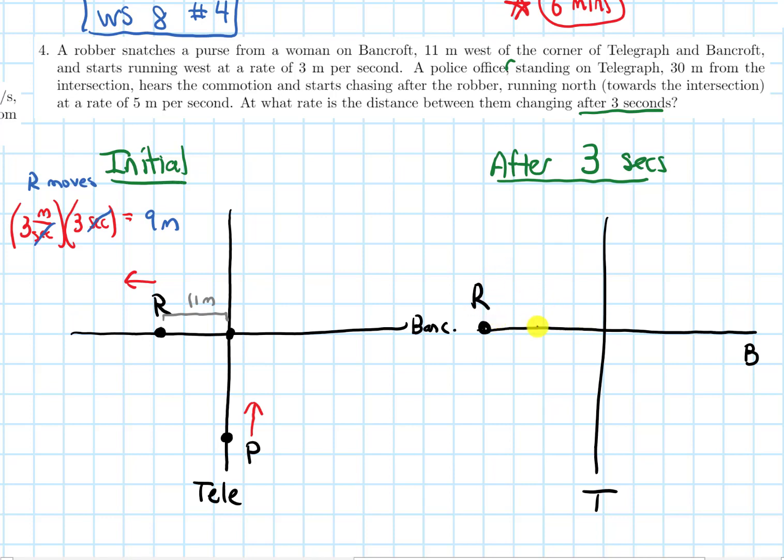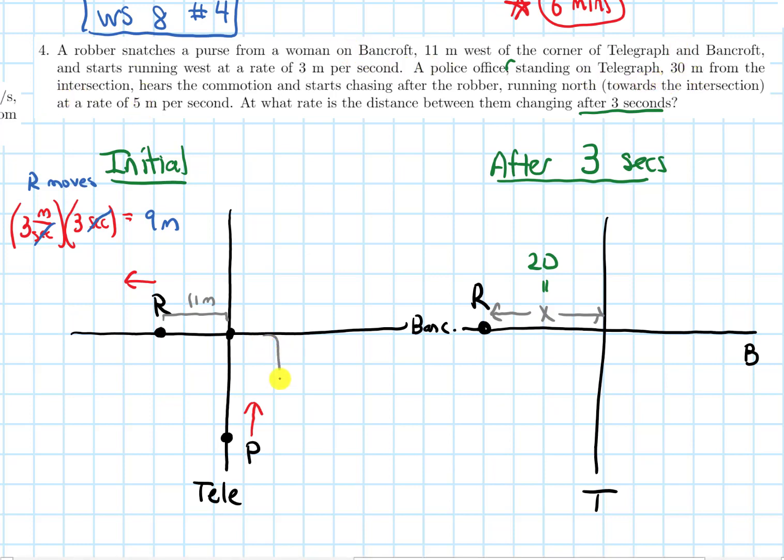I don't just want to write 20 there because that distance is changing as the robber is moving. So I'm going to assign a variable to it. Maybe I'll call this x. At the instant we care about, the x value is 20, but I don't just want to write 20 without a variable because it is changing. And then for the police officer, it says they were initially 30 meters away from the intersection.